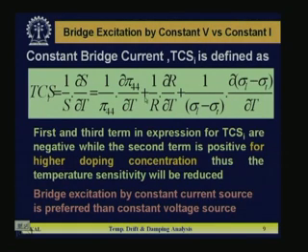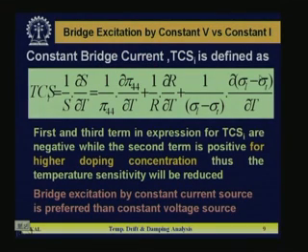Now, here it has been observed that the first term and the third term are negative, but the second term, 1 by R del R by del T, is positive for higher doping concentration. All this positive and negative I am talking about is for high doping concentration. Since for high doping concentration, out of the three terms, the middle is positive and the first and third terms are negative, the overall thing will go down. So, that is why the bridge excitation by constant voltage and constant current will not be the same. We can choose whichever gives much more sensitivity. Accordingly, we can decide whether we go for constant current excitation or constant voltage excitation.